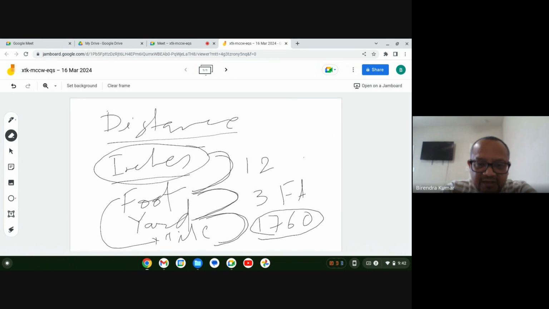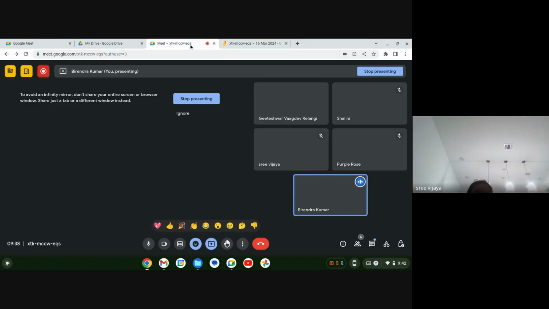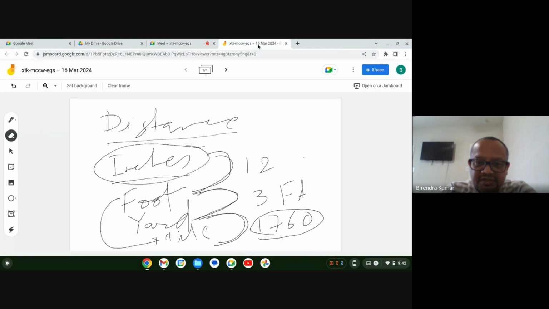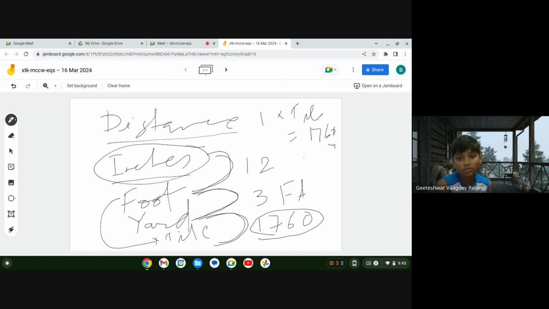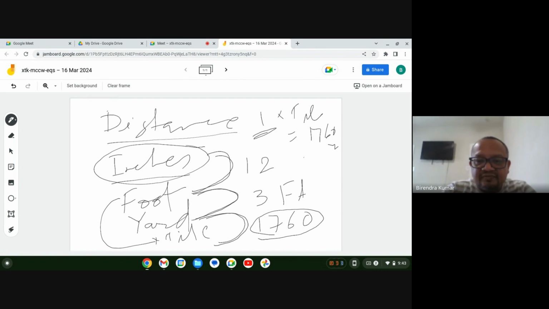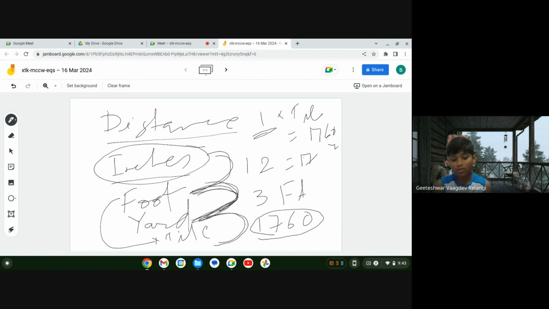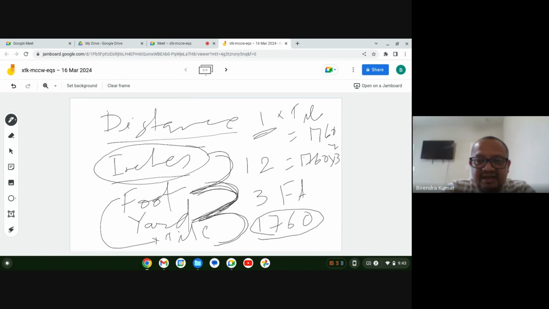What I was saying was, if you have 1 mile, 1 mile is equal to 1760 yards. If somebody says convert 1 mile into feet, every yard is 3 feet. So you have to multiply 1760 times 3. That will be your feet. So 1 mile is equal to 1760 yards or 1760 into 3 feet.